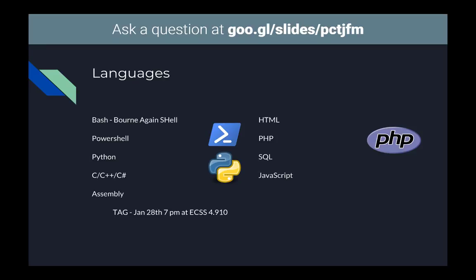Next up, we have assembly, which is really a low-level language, right? That's mainly machine code. We won't be going into that at all, but there is an excellent group called TAG. Their first meeting is January 28th at 7 p.m. in ECS South 4.910. So check them out if you're interested in assembly.